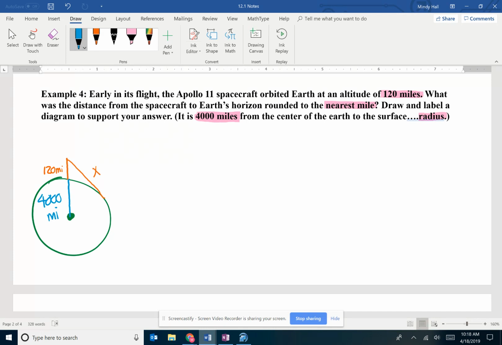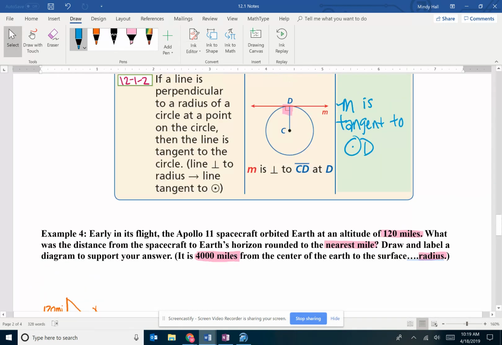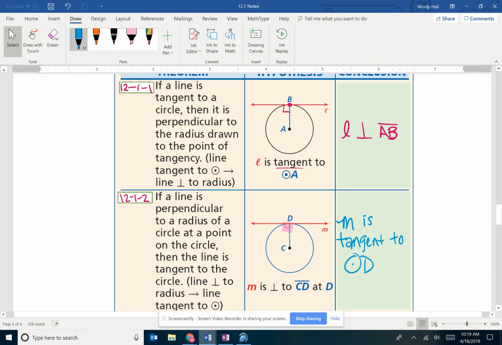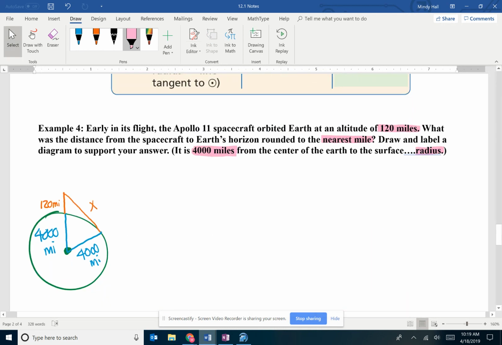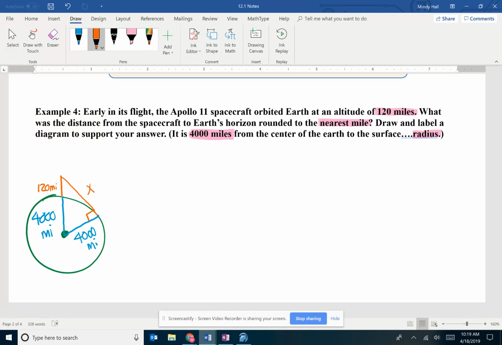And then going back to the Earth to that point of tangency is also going to be 4,000 miles. But on top of that, going back to the theorem we just had, because I have a line that I know is tangent, I also know that it's going to be a 90-degree angle. So with this, I have a 90-degree angle. And now it looks like a Pythagorean theorem problem because we have a right triangle and two sides that we know and one that we don't.